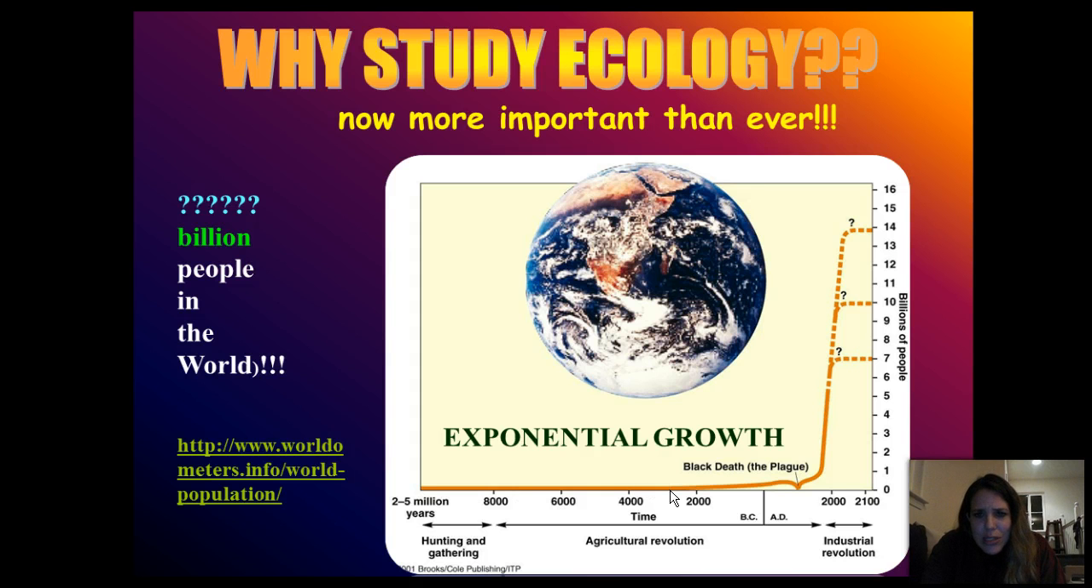It started to slowly increase during the agricultural revolution, still hadn't reached 1 billion, and then it had a crash at the time of the Black Plague. A lot of people died during that time, and so it's back down to nowhere near 1 billion people. But then the Industrial Revolution hit, and all of a sudden, people started living longer.